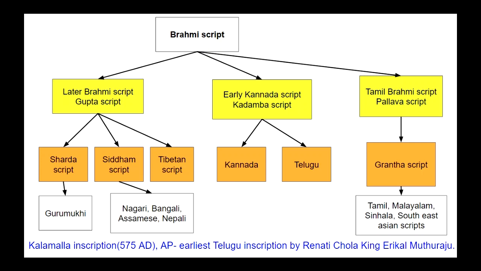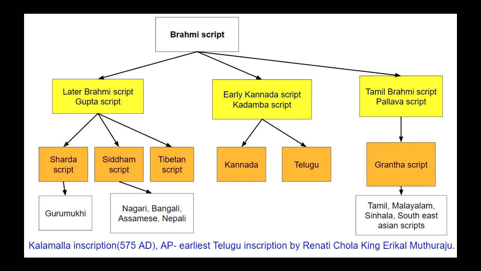From Brahmi script, three different scripts emerged in three different regions. Later Brahmi script, also known as Gupta script, emerged in the northern India region. Then early Kannada script or Kadamba script emerged in Karnataka region. And then Tamil Brahmi script or Pallava script emerged in southern India territory, the Chola, Chera and Pandya kingdom.